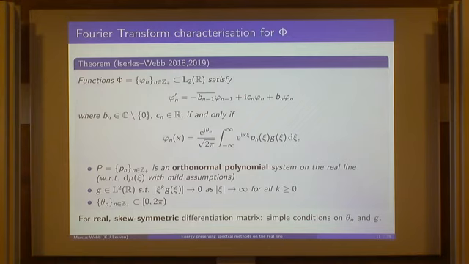And if you really want to make sure everything's real, you can make some simple conditions on G and theta n. So all you need to do is pick your favorite orthonormal polynomial system, pick a G, then the Fourier transform of that will be a system with a skew Hermitian differentiation matrix, tridiagonal.